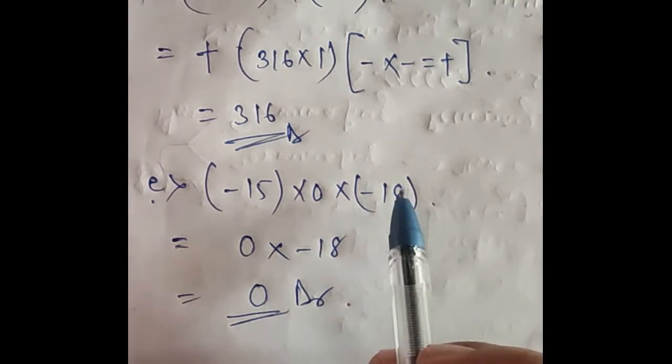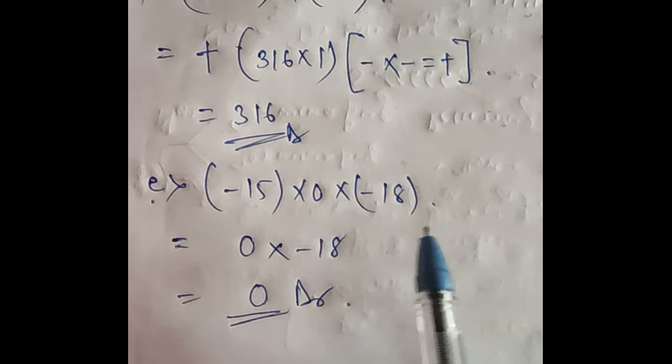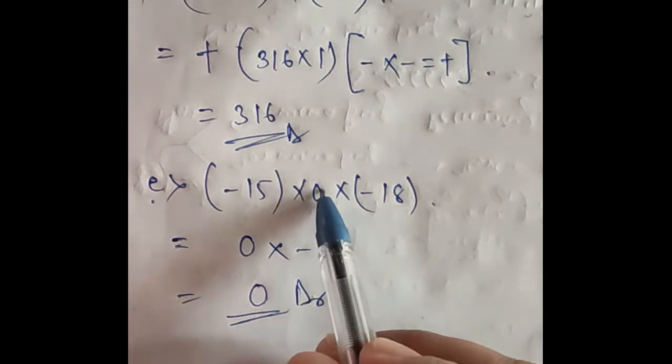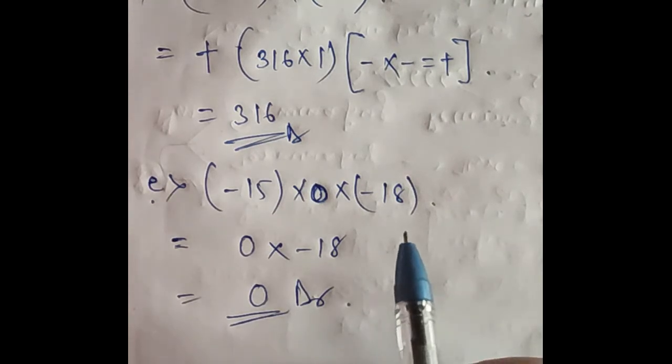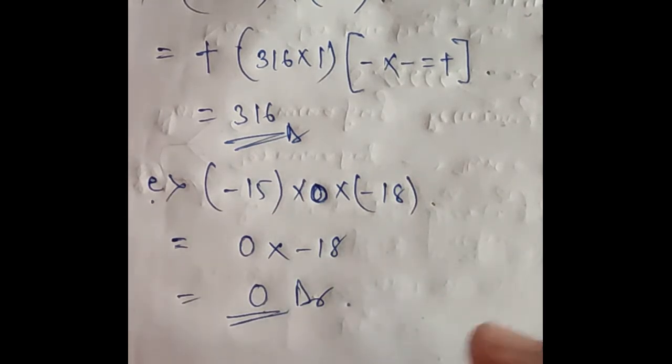Whatever bigger number you have, whatever stronger number you have, Captain America you have, if we are multiplying with a 0, the result is 0. If you are having Hulk also, no problem, multiply with 0, result is 0.